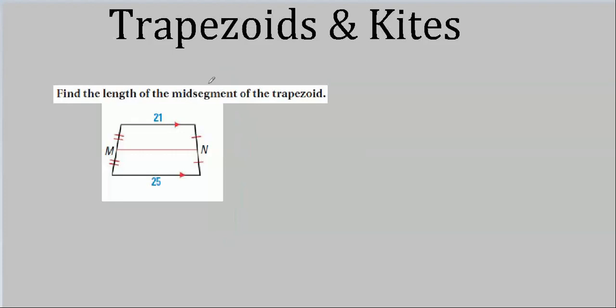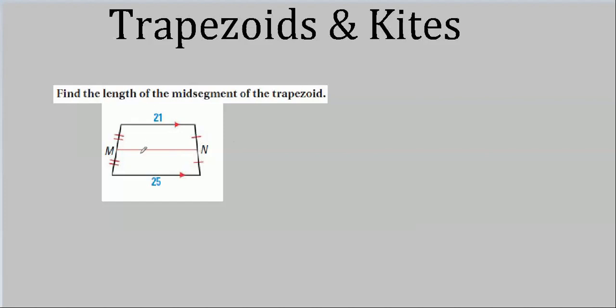Find the length of the midsegment. Well, they didn't even have to tell us it was a midsegment because they've drawn these little hash marks here. This side's congruent to this side, so this must be a midpoint. This segment's congruent to this segment, and same thing over here, so this is the midpoint. Connect up the midpoints, and you have, by definition, a midsegment.